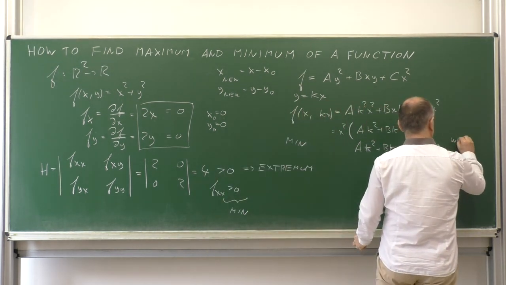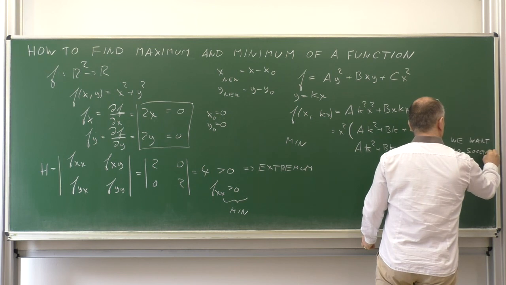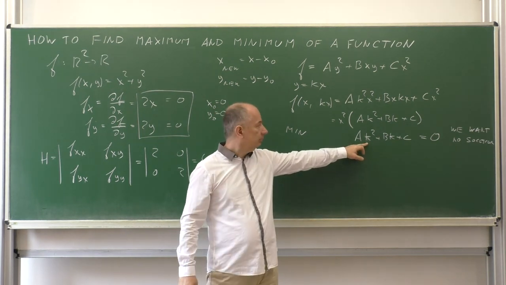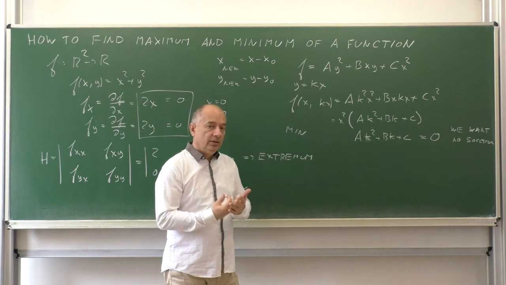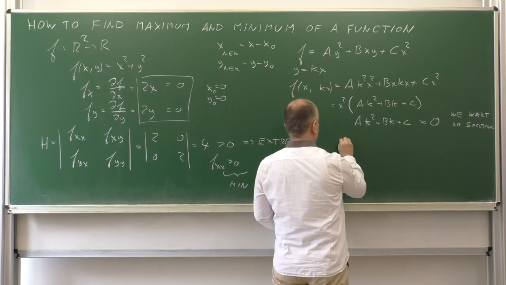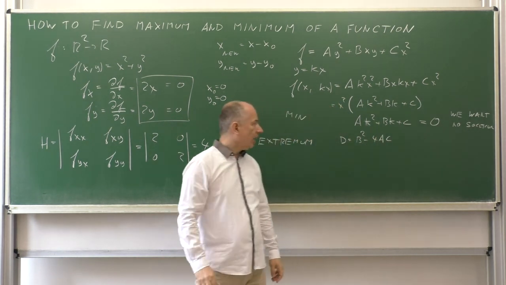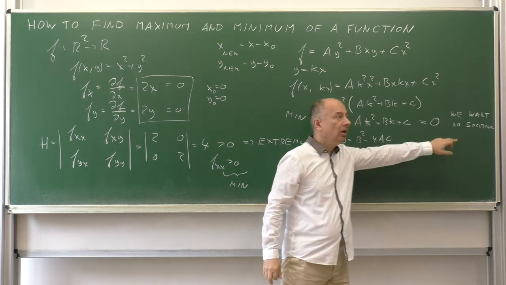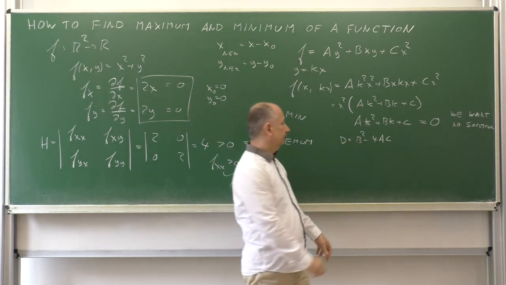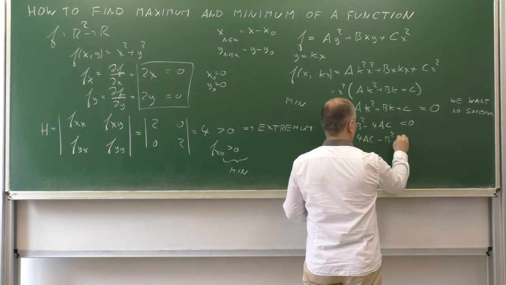We want, for this equation, to have no solution. No solution for k. But this is a quadratic equation. And we know how to find whether the equation has or has no solution using the discriminant. The discriminant of this equation is b squared minus 4ac. And for this equation to have no real solution, we want the discriminant to be negative. That means 4ac minus b squared must be positive.